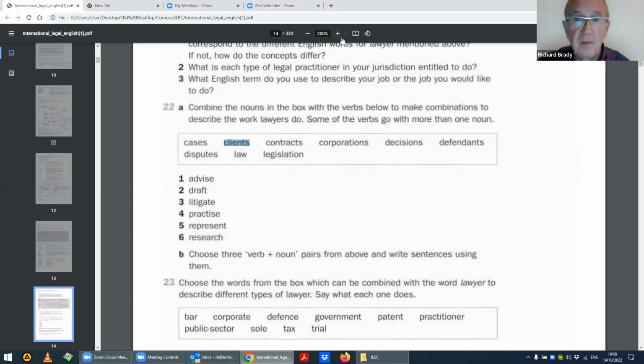Anyone? Oh, okay, you're writing the box. Okay, advise, good, Olga. We advise corporations, and Sergey, good. We advise defendants. We advise clients, we advise corporations, we advise defendants. Right, you got the idea. Okay, now to draft. What do we draft? What can you draft? You can't draft cases. What can you draft? You can't draft clients. What can you draft?